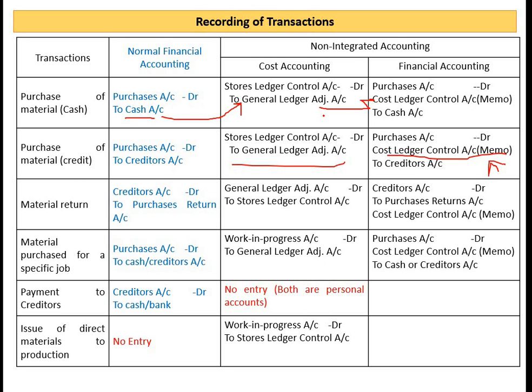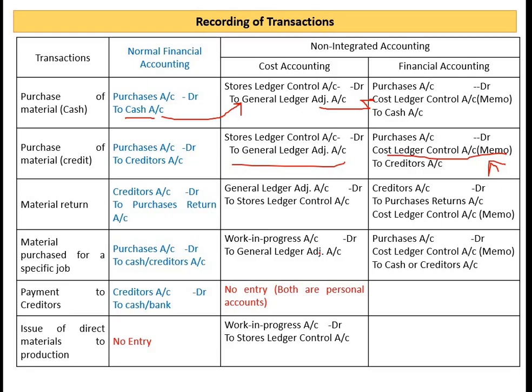One more thing you can see here: there is no change in entry whether you are making purchases on cash basis or credit basis. In cost accounting, both entries are the same because there is no real or personal account, cash account or personal account. That's why both transactions are recorded under general ledger adjustment account. Then, if there is any material return, we record the transaction creditor account debit to purchases return account. In this case we reverse the entry. In financial accounting, we again reverse the second entry, creditor account debit to purchases return account, and the memorandum entry is cost ledger control account.